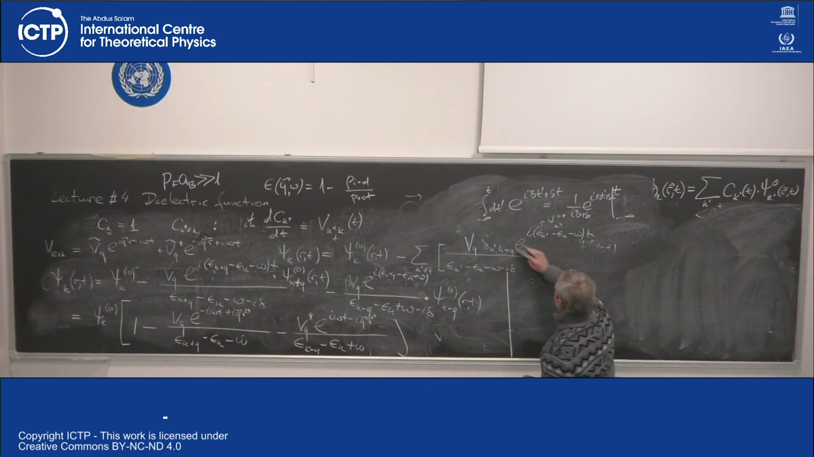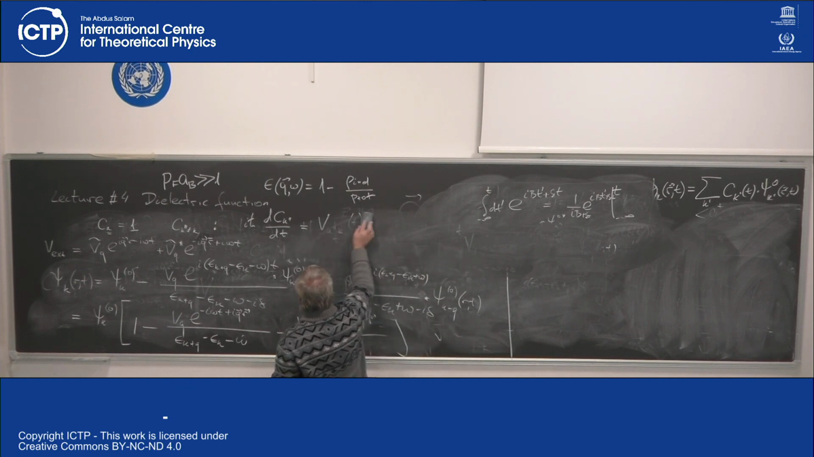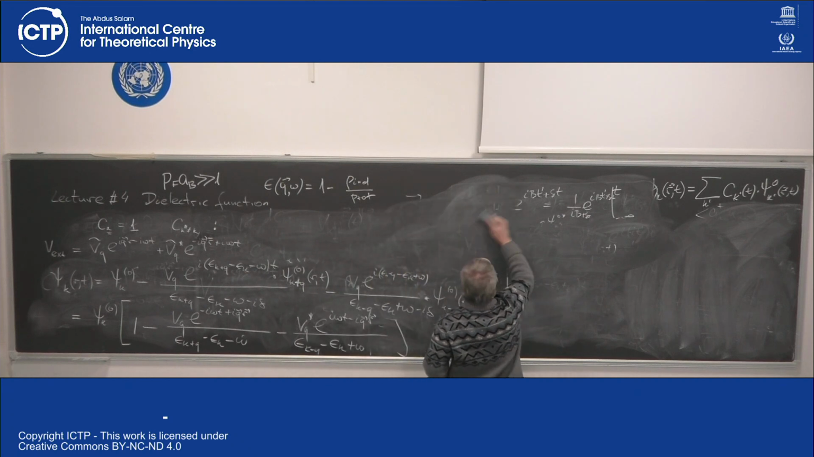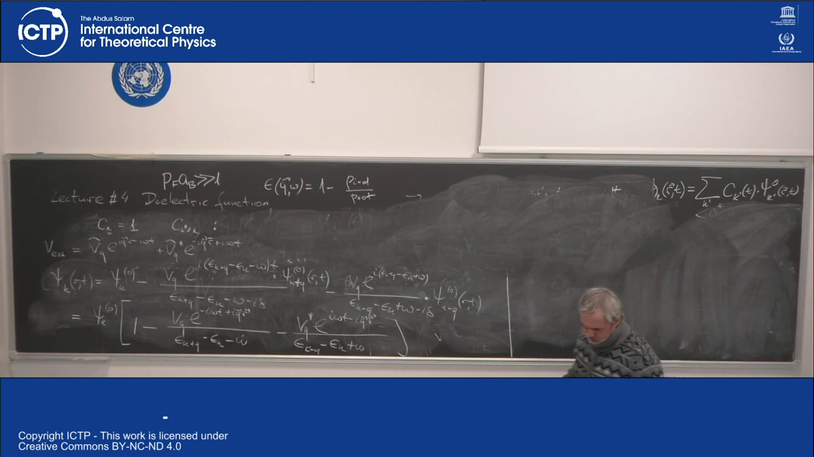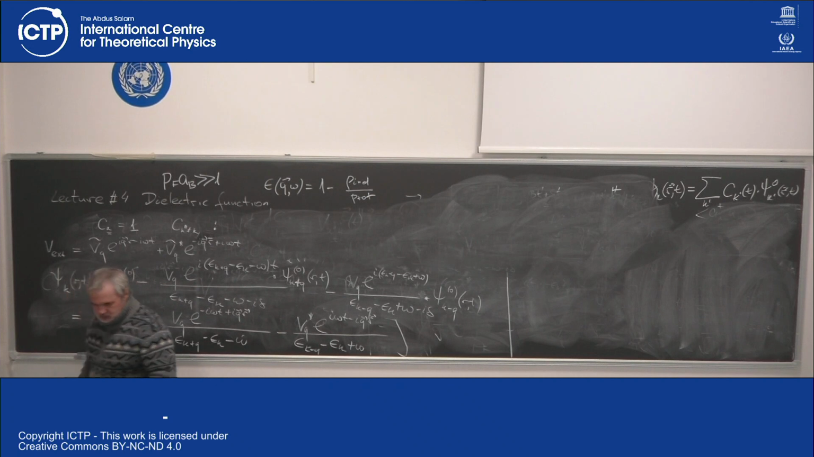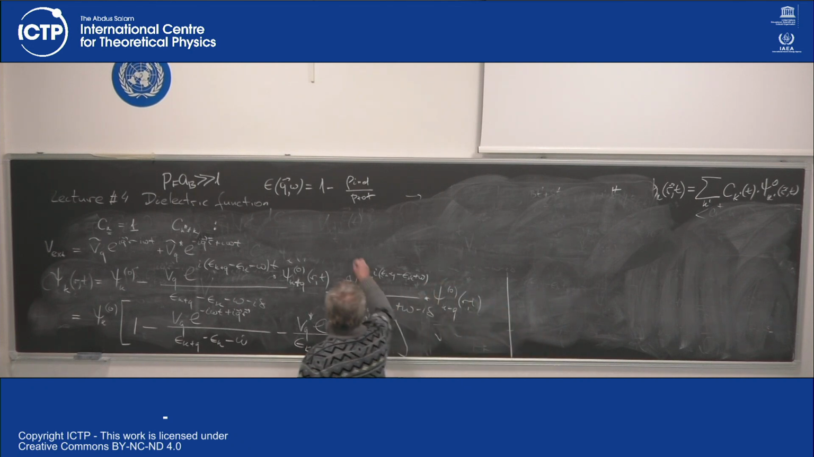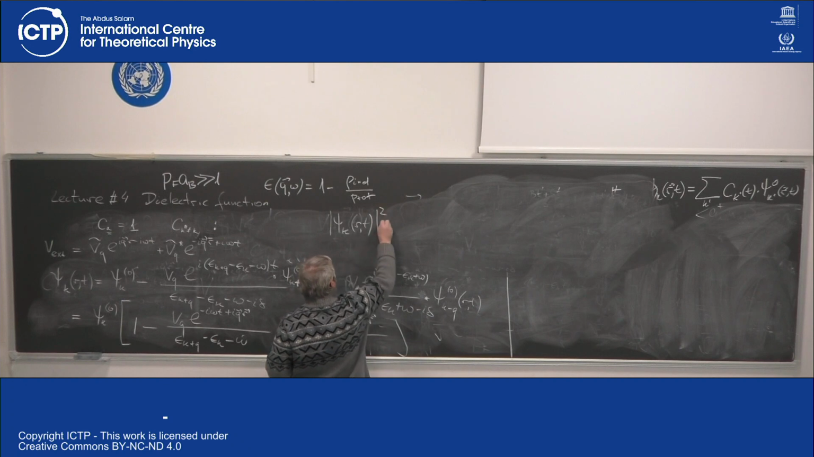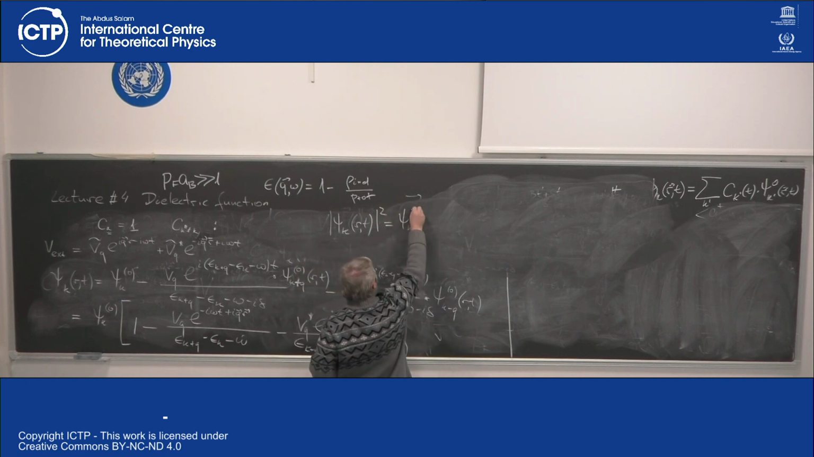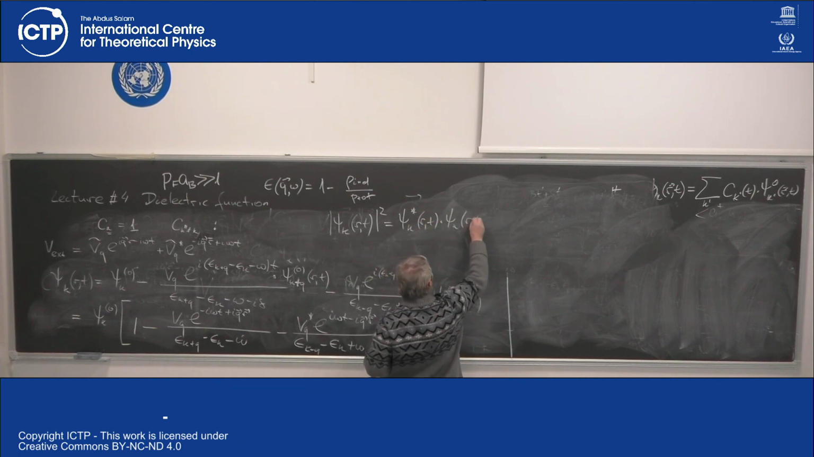I didn't promise that there will be simple calculations, but we are learning a lot of physics with this. And I am almost done. So, I need to compute |psi_k(r,t)|^2. This is psi_k star(r,t) times psi_k(r,t).